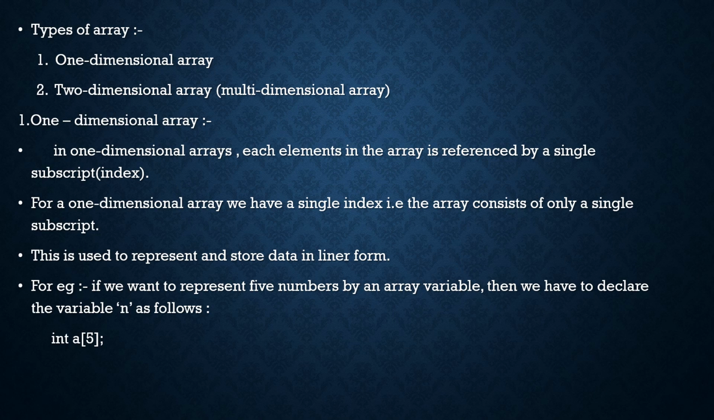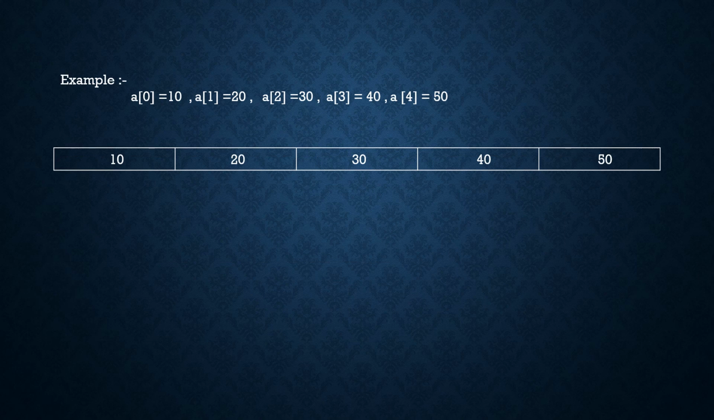Whenever we need to store a linear form of data, this is how we declare the array, that is, int a of 5. The 5 written in the brackets is known as the index, or it is known as the subscript. So let's take an example of a one dimension array.